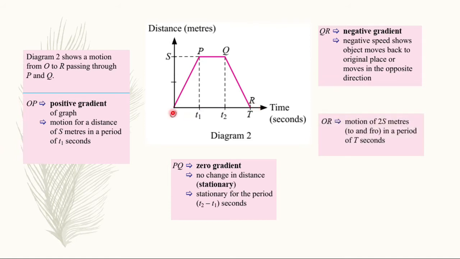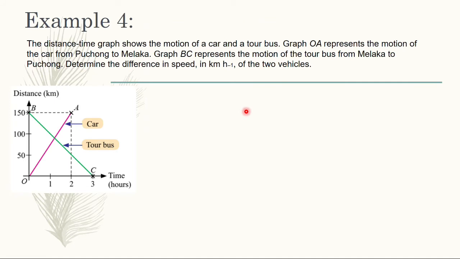Okay, so from O to R here, it is a motion of 2 meters, 2s meter. Why 2s? Because going through is 1s, going back is another s. So the total is 2s, okay, in a period of t second here. Okay, now we look at the example.